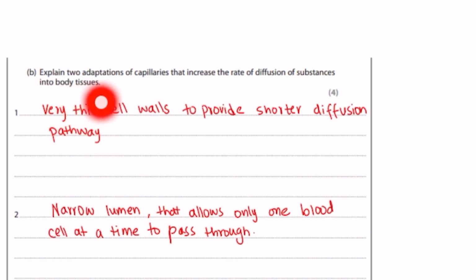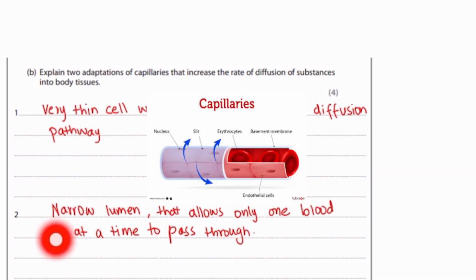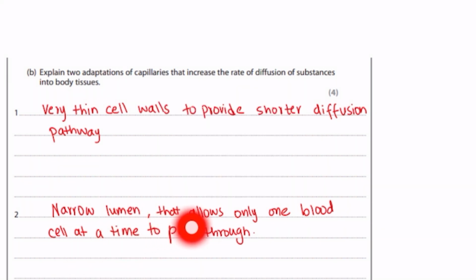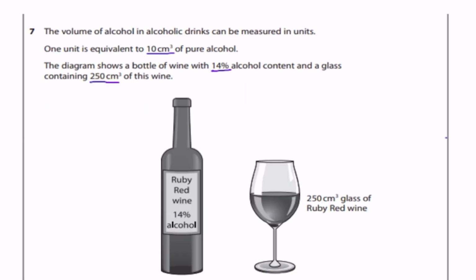Explain 2 adaptations of capillaries that increase the rate of diffusion of substances into body tissues. Capillaries have very thin cell walls to provide a shorter diffusion pathway, and of course it increases the diffusion rate. A narrow lumen, which allows only one blood cell at a time to pass through, also increases the rate of diffusion.